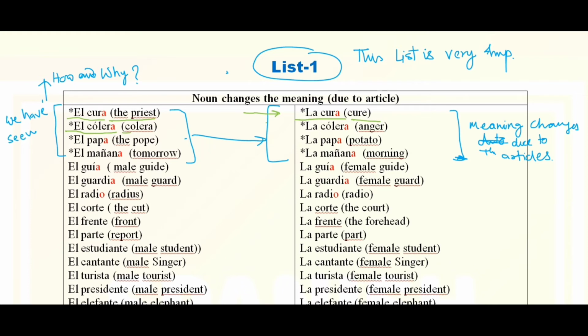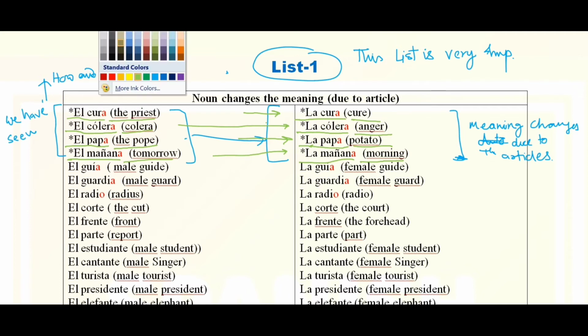Example 2 is el cólera. That is cholera. But feminine side, la cólera. It means anger. We are changing only the articles. Third is el papa. That is pope. But this side, la papa, it is potato. Next, el mañana. That is tomorrow. But la mañana is morning. So on both sides we have different articles, but the noun is the same and we find different meanings. So the article is very important here.